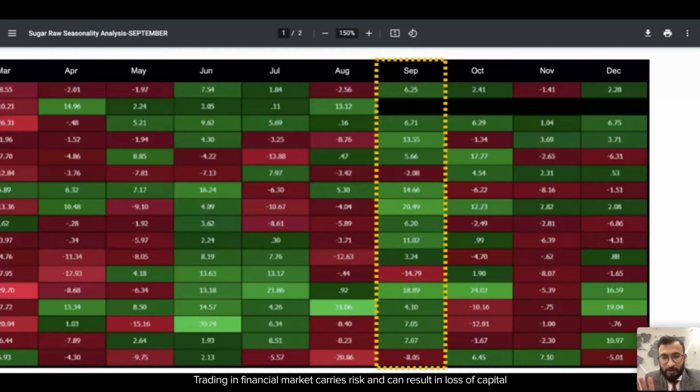In September, it's not 24%. So just see in September itself, you will find it. So what we see is that in September, if I have to think that, okay, let me buy sugar raw, because mostly in September it goes up, it has shown positive returns.